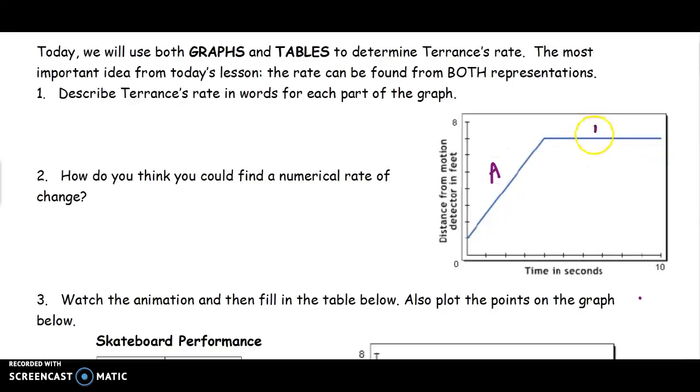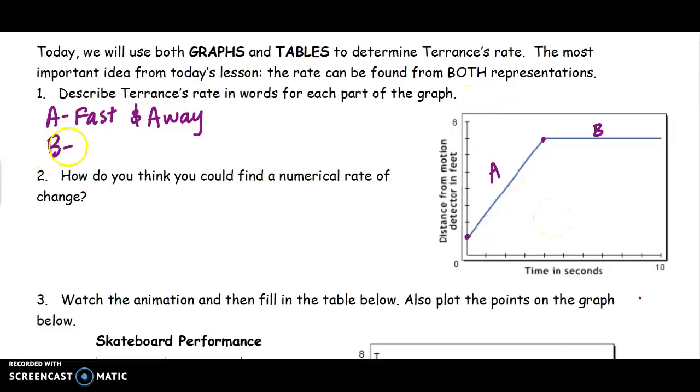If we have section A and B, A goes from one point to the other. What is he doing? I'd say he's moving fast, and since the graph is going up, he's moving fast and away. Remember, if he's moving away from the detector, his distance is going up, so the graph is going up. If he was moving towards the detector, his graph would be going down.